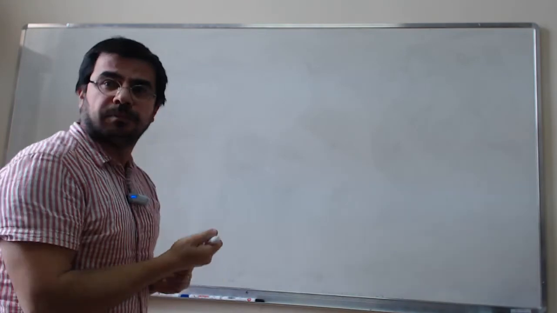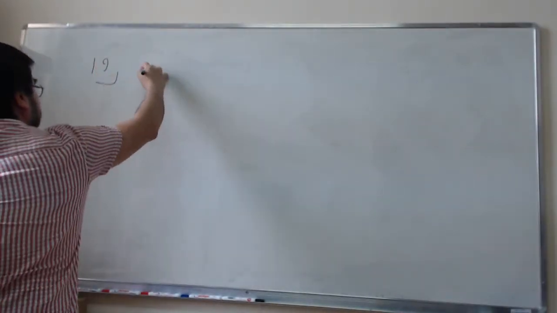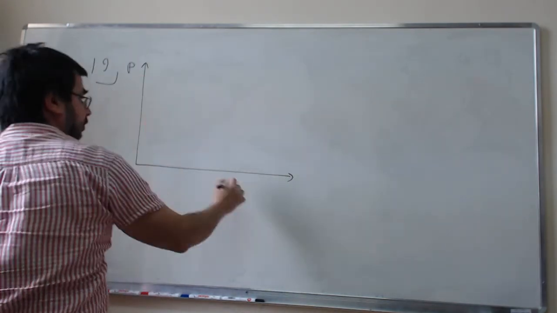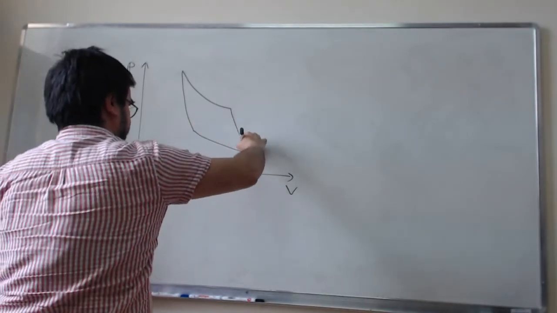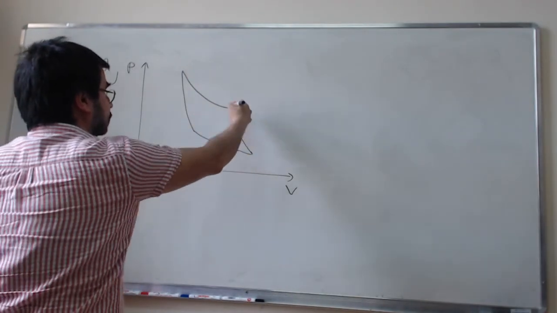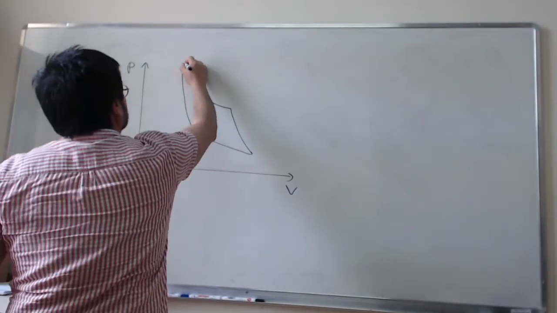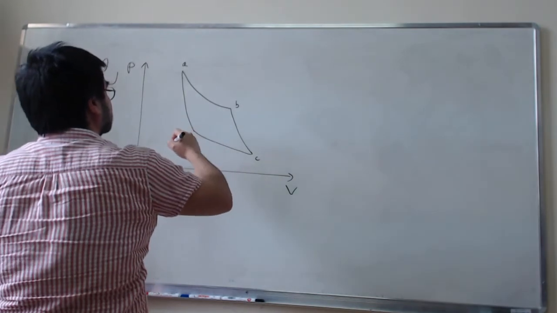So this is problem 19, and we have a Carnot cycle. Let me just draw this to begin with. So it's a PV diagram. I'm usually quite bad at drawing Carnot cycles, but you have a much better figure in the book. So this is an isotherm, this is an isotherm, and these are just adiabatic. Just to make sure, this is A, this is B, this is C, and this is D.